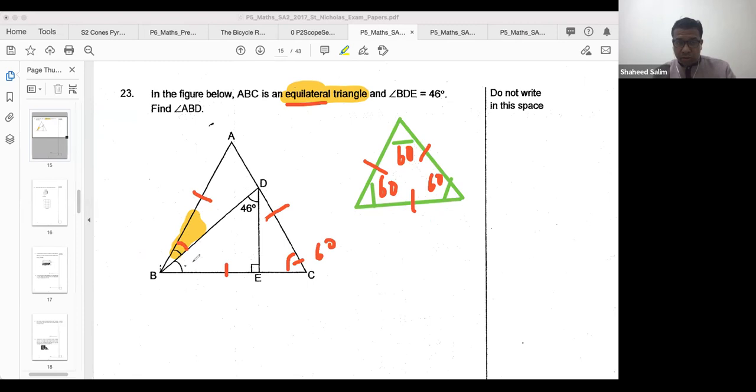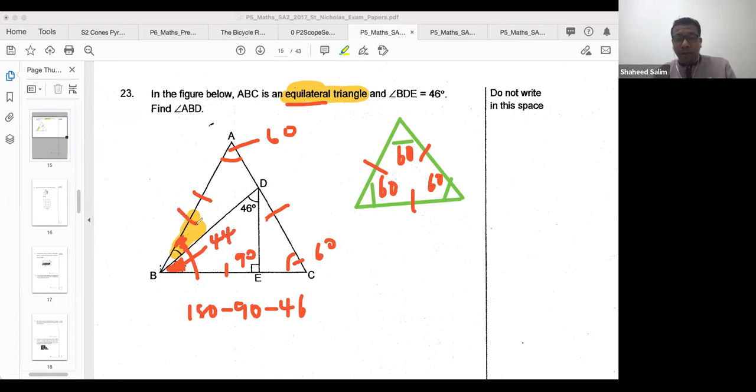Down here, the whole thing is also 60. So this one is less than 60. And then down here is 44. How do we know 44? This plus 90 plus this is 180. Can see now? 1, 2, 3 must add up to 180. So take 180 minus 90, you get 90. Minus 46, you get 44. So 44 is this part down here.